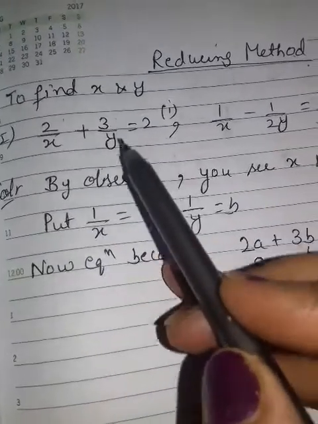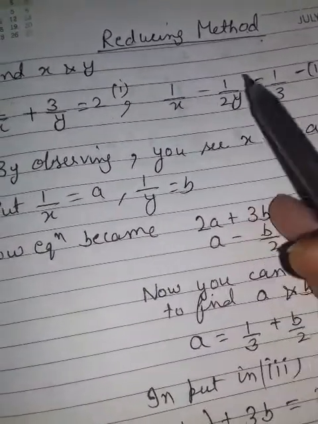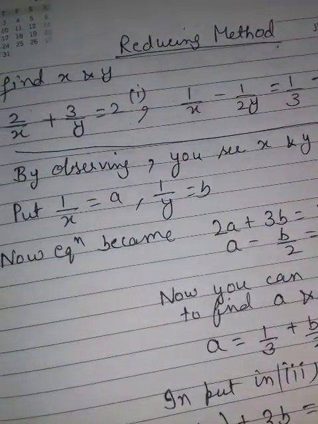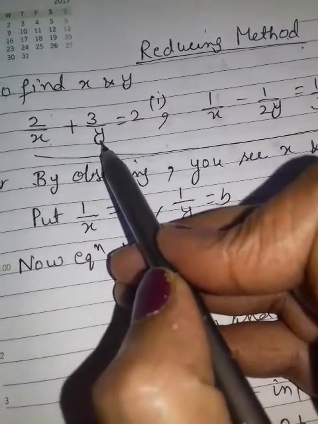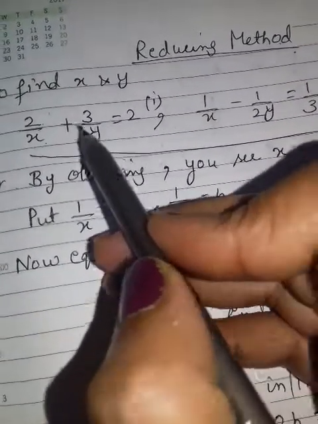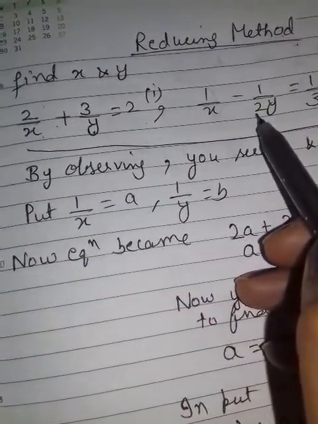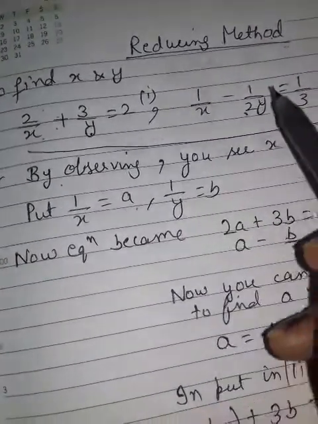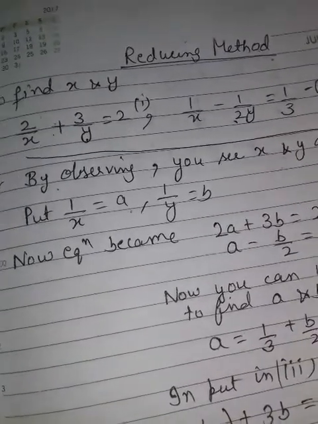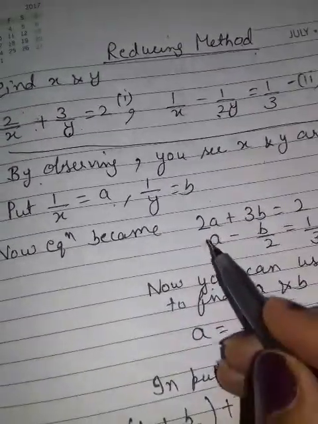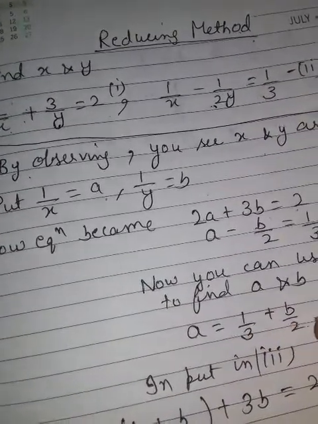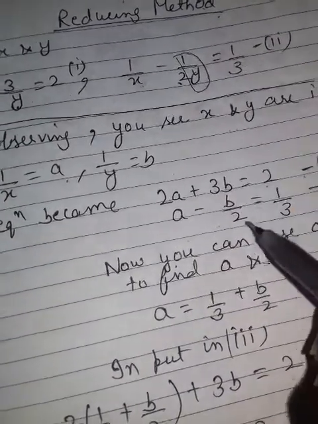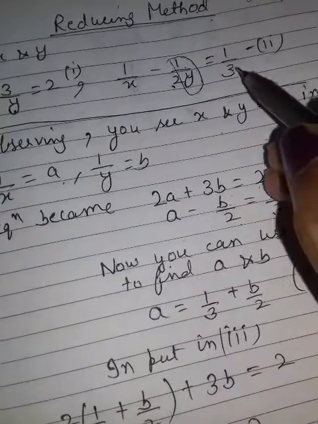Suppose 2 upon x plus 3 upon y is equal to 2, and 1 upon x minus 1 upon 2y is equal to 1 by 3. Firstly, you will observe in these equations that x and y, which you have to find, are both in the denominator, and in both equations both are in the same manner. So by observing, you will say 1 upon x is equal to a, 1 upon y is equal to b. After that I will write: it will become 2a plus 3b is equal to 2, and here a minus 1 by y is your b, but the 1 by 2 remains the same, is equal to 1 by 3.